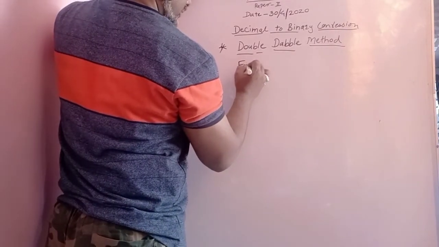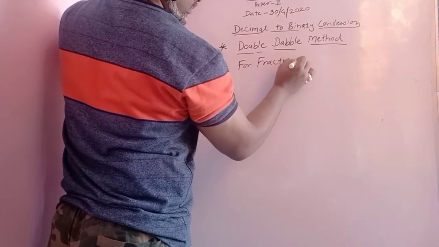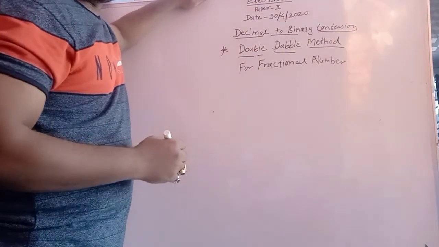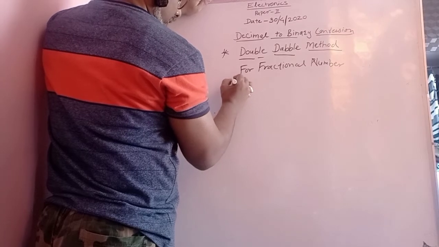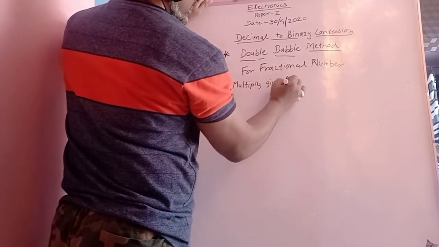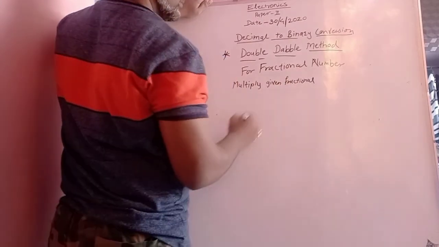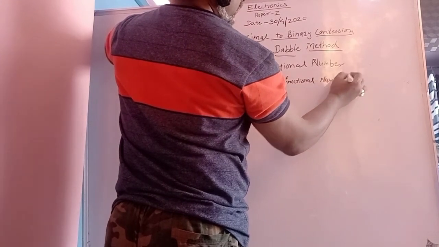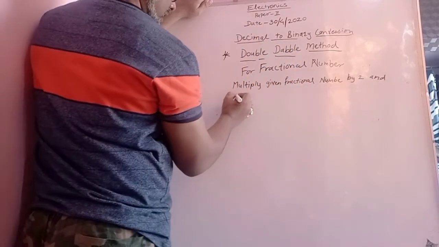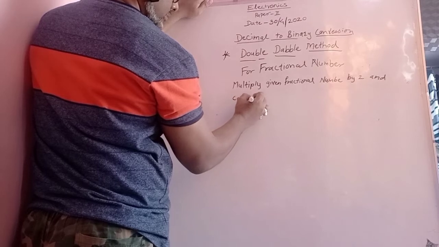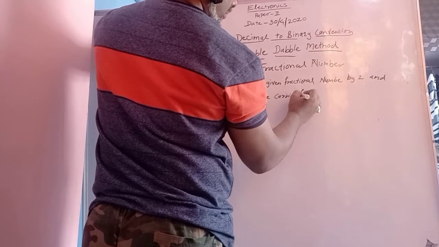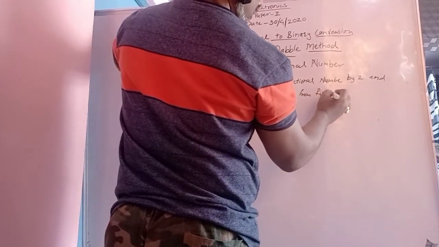for a fractional number, you have to multiply the given fractional number by 2 successively and collect the carries from first to last.